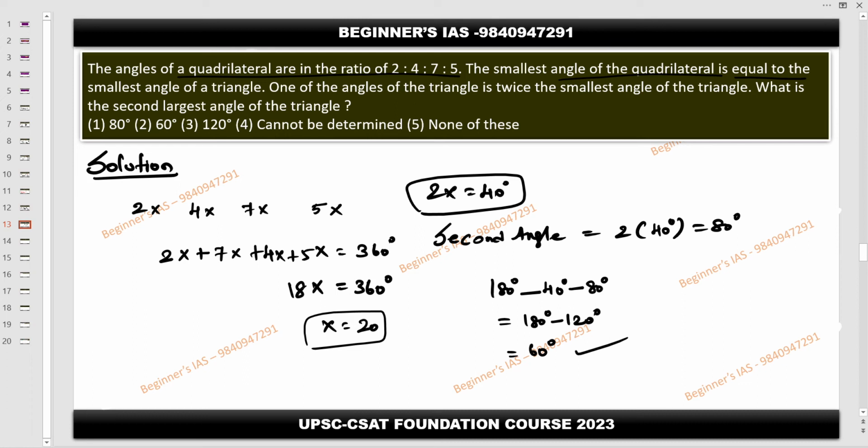The triangle has three angles: 40, 60 and 80. The first largest is 80, and the second largest is 60. Clear?